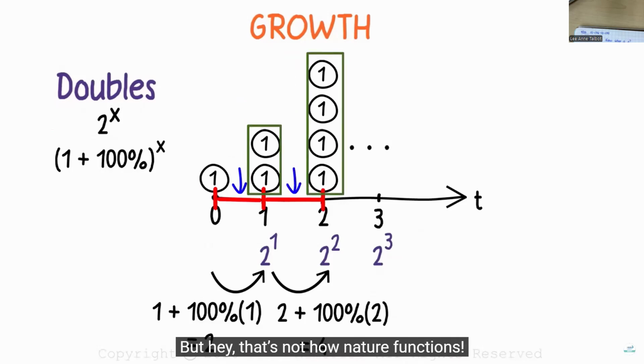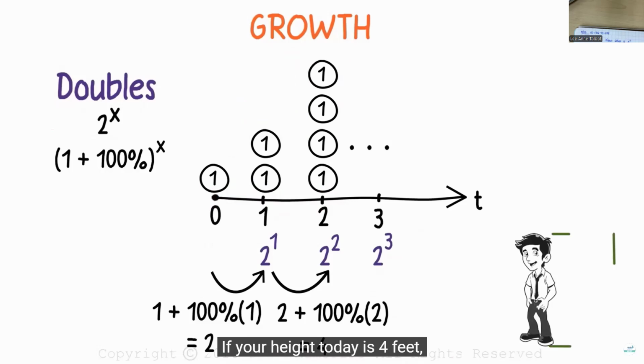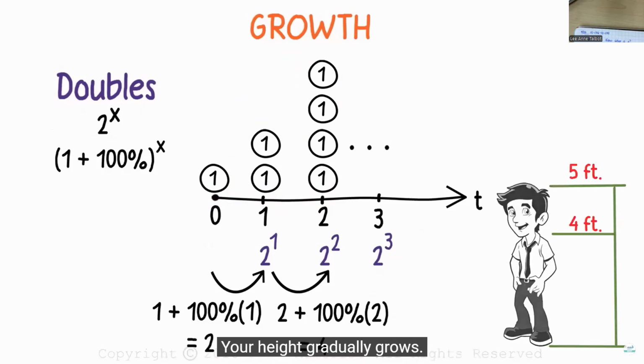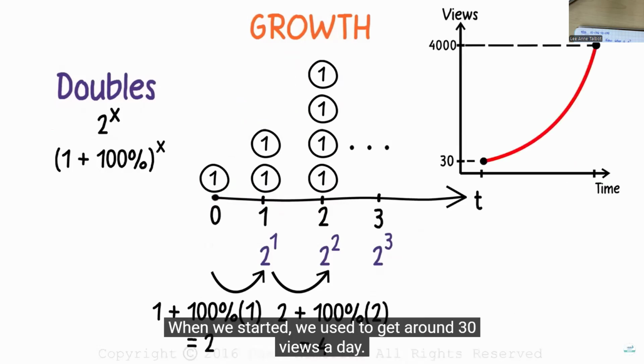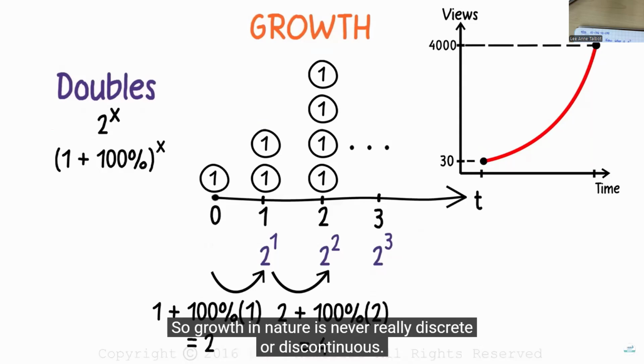But hey, that's not how nature functions. Every kind of growth happens gradually. If your height today is 4 feet, you suddenly won't be 5 feet a year later. Your height gradually grows. When we started, we used to get around 30 views a day, and after a year, we started getting around 4,000 views a day. It doesn't mean our view count just jumped one fine day. It gradually increased. So growth in nature is never really discrete or discontinuous.